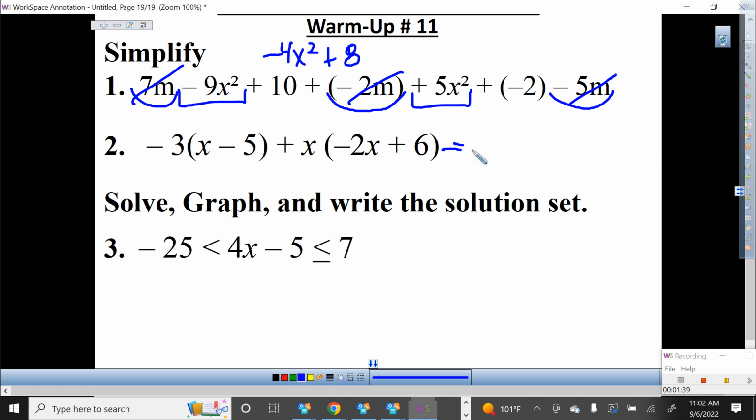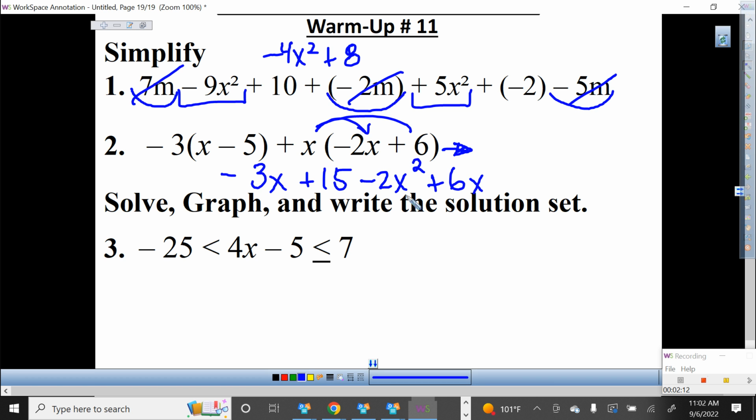Isabella Gradillas, what you get? Negative what? 3x plus 15. Oh, okay, so you gave me this and that, so you're right here. So this is negative 2x to the second. That is correct. And then plus 6x, okay? Hands if you have that in any order so far, guys.